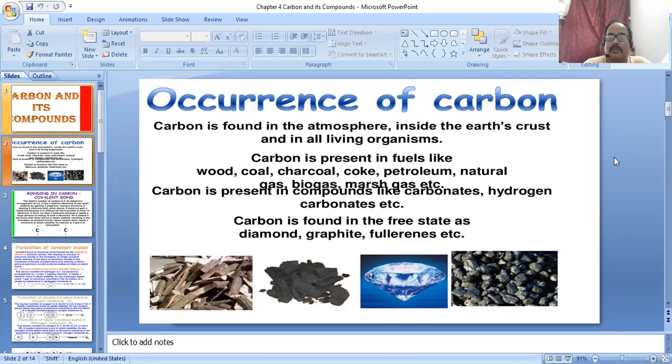Dear students, we start a new content, chapter 4 in our chemistry portion. This chapter is very important because it is carbon and its compounds, the chapter name is Carbon and Its Compounds. So many more things we study in senior classes also, that means class 11, class 12.